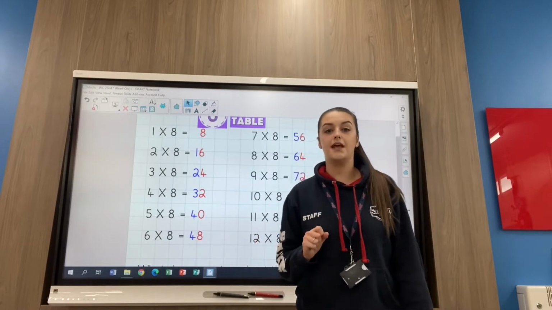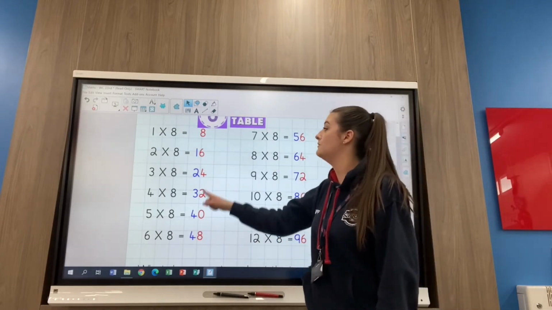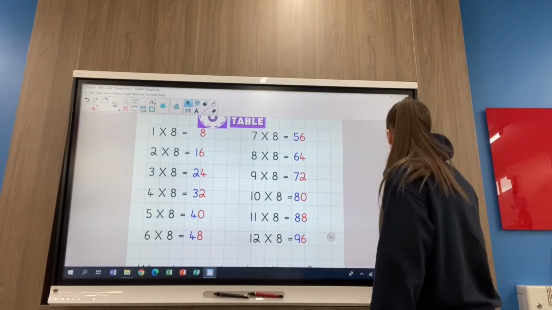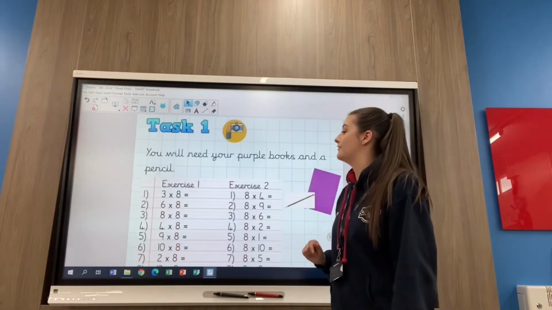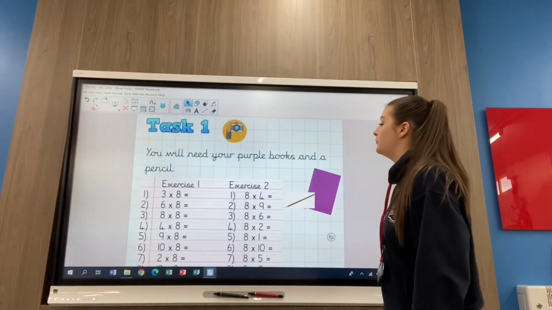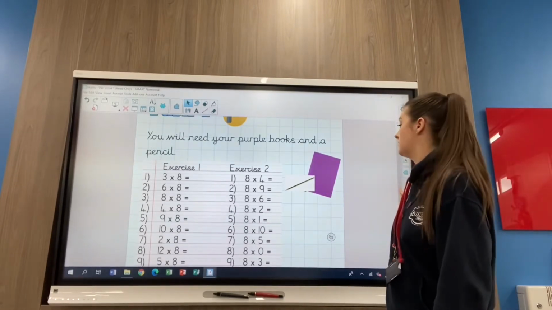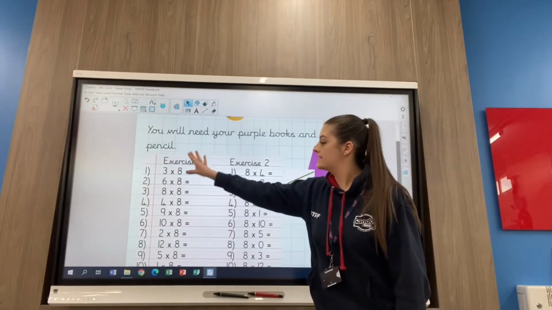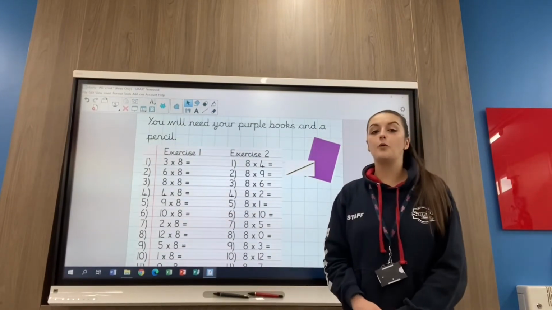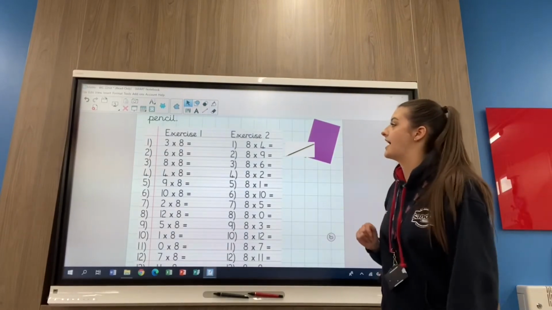Okay, well done if you're joining in at home. I know it's quite tricky when we're shouting out our times tables at home, but this will be really helping you to learn your 8 times table, okay? Which we'll be using today in our learning. So your first task, I said I was going to set you a task in your purple book today. You're going to need your purple book again and your pencil. And you've got exercise 1 and exercise 2 to complete in your purple book today. And you've got 13 questions for each exercise.